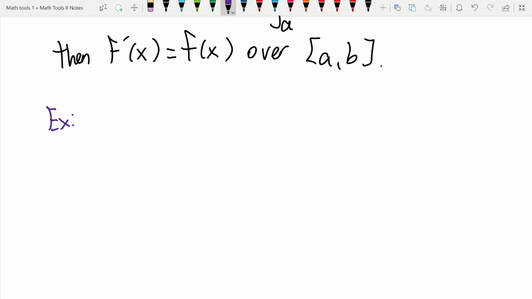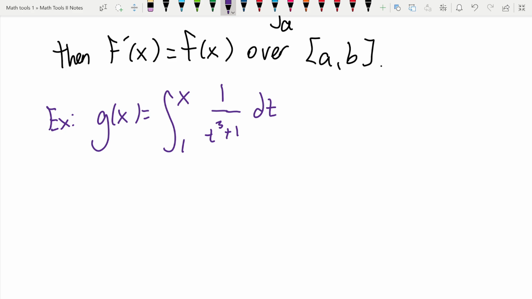Okay, so some examples first. So if we have g of x equals the integral from 1 to x of 1 over t cubed plus 1 dt as an example. Okay, so the fundamental theorem of calculus tells us that g prime of x is equal to 1 over x cubed plus 1. Okay, and that's it. Okay, there's nothing else to do here. Okay, so pretty straightforward to use, at least with the simpler problems here.